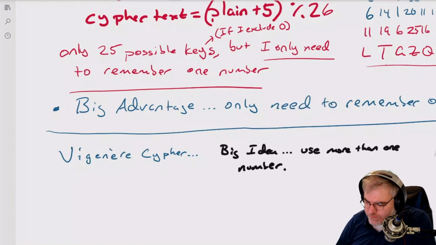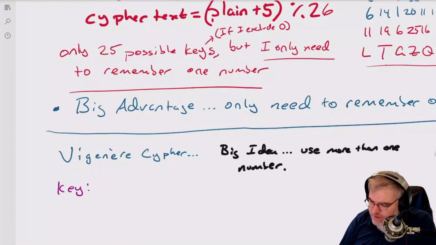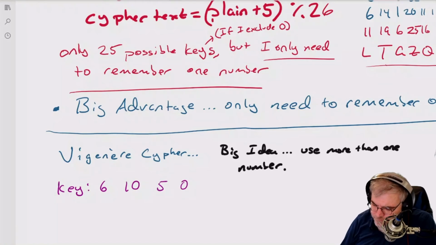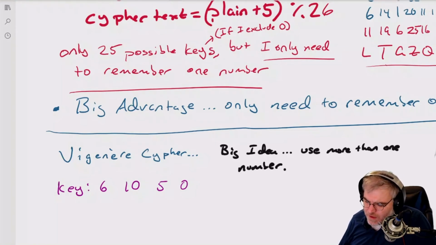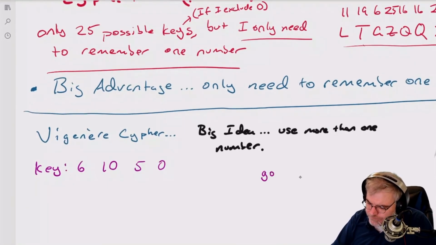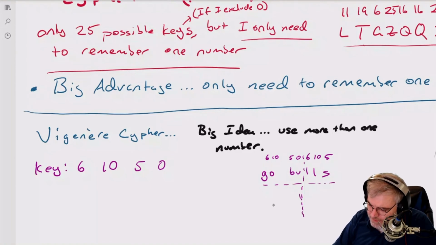So let's look at what happens to Go Bulls. So here's my key. My key is going to be the numbers 6, 10, 5, 0. So I've got 1, 2, 3, 4 numbers. And what I'm going to do is I'm going to split my message and I'm going to use each one. So my message was Go Bulls. All right. And what I'm going to do is I'm going to split each one up into a column. So this one right here is going to be the 6 column, the 10, the 5, the 0. And then I'm going to do another 6, 10, 5. All right.